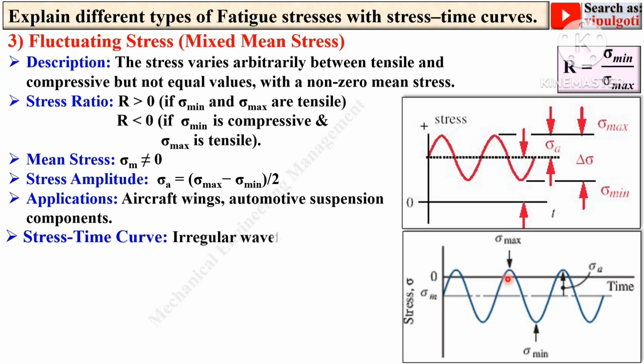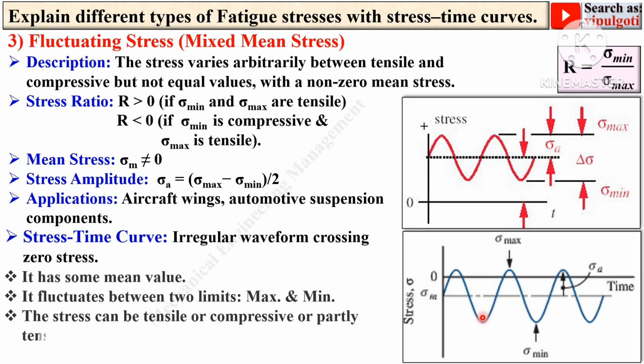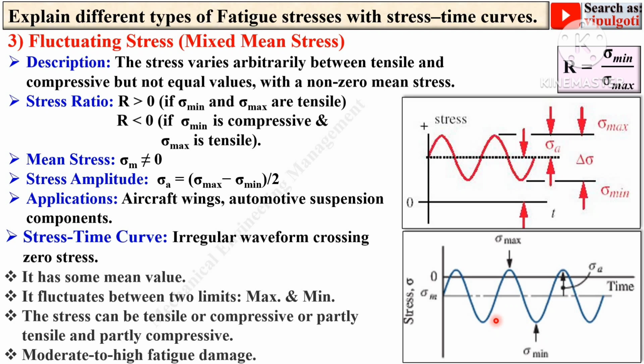Stress time curve. Here you can see an irregular waveform crossing this zero stress line. So it may cross this zero mean stress line. It has some mean value always. It fluctuates between two limits, maximum and minimum. The stress can be tensile or compressive, or partly tensile or partly compressive. If we are talking about design consideration, then it will be moderate to high fatigue damage.